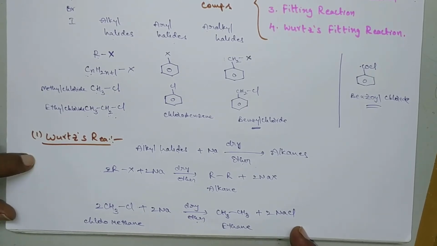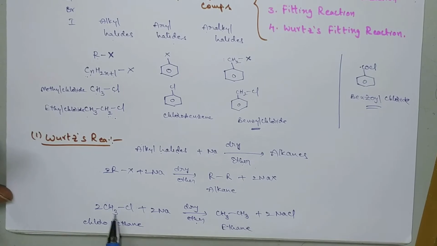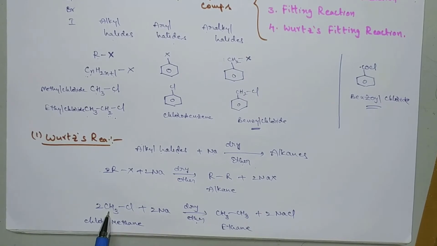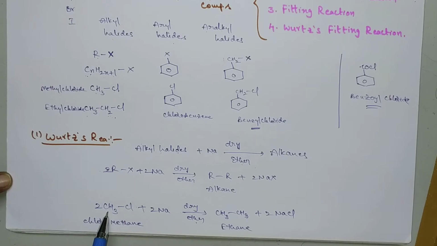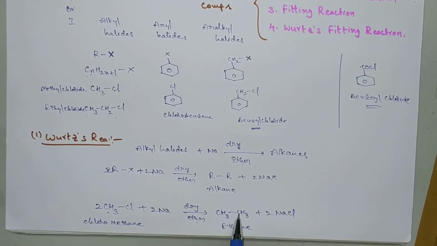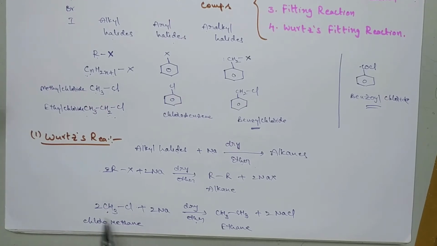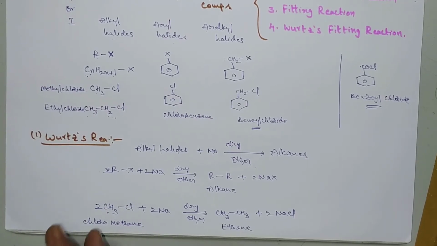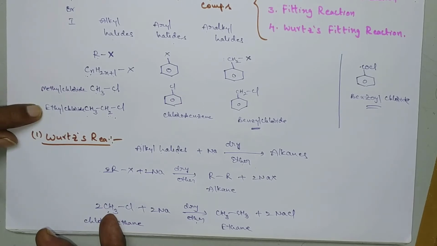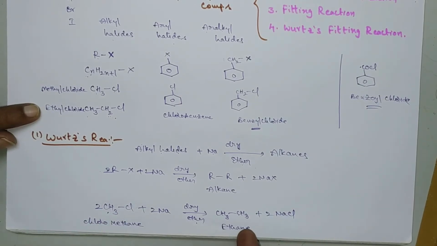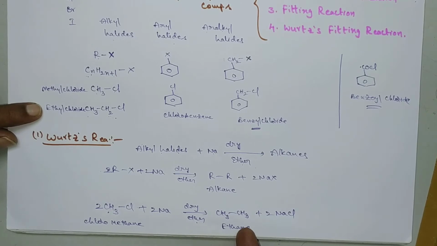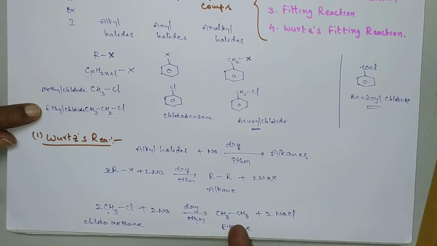In this Wurtz reaction you have to remember one point. If you take any alkyl halide containing one carbon atom, we get alkane containing 2 carbon atoms. That means the homologous series is increased. If you take 2 carbon atoms, that means ethyl chloride, we get butane, 4 carbons will be there. So the number of carbons will be doubled in case of Wurtz reaction.